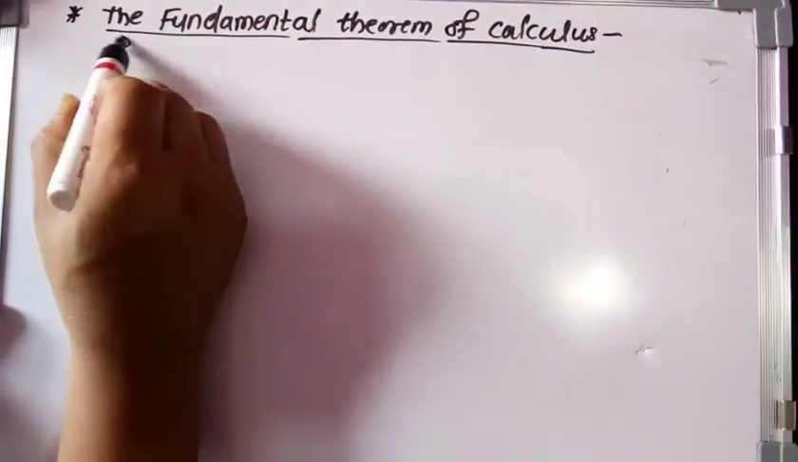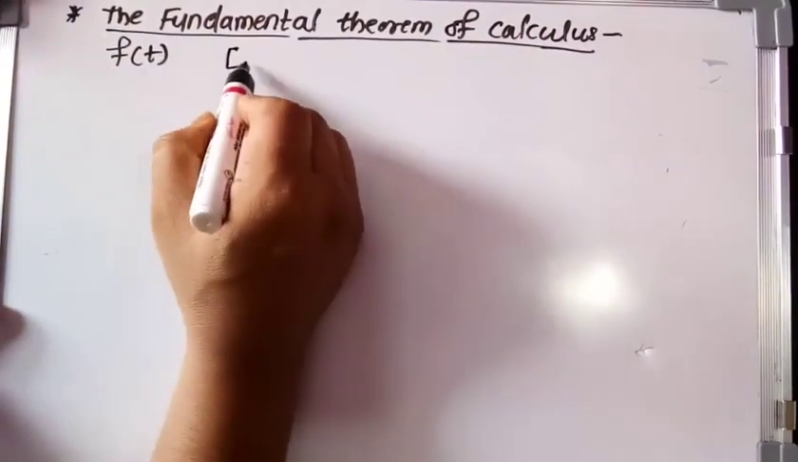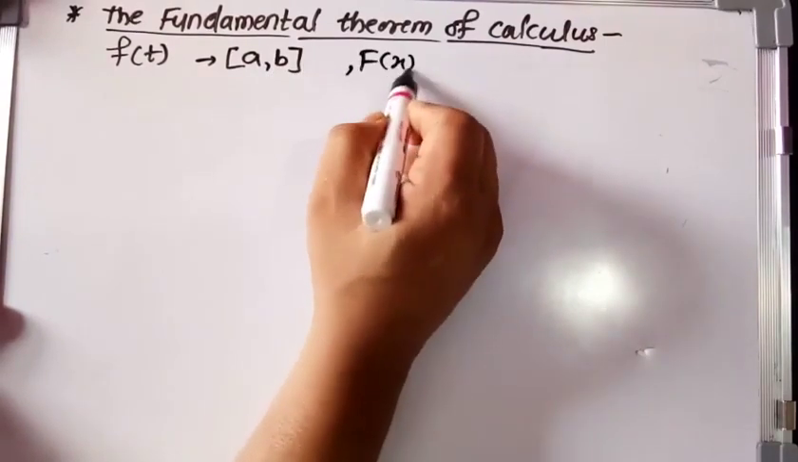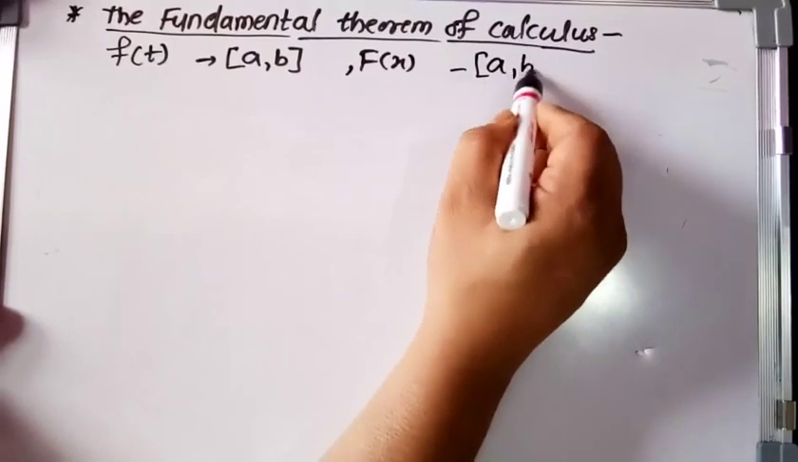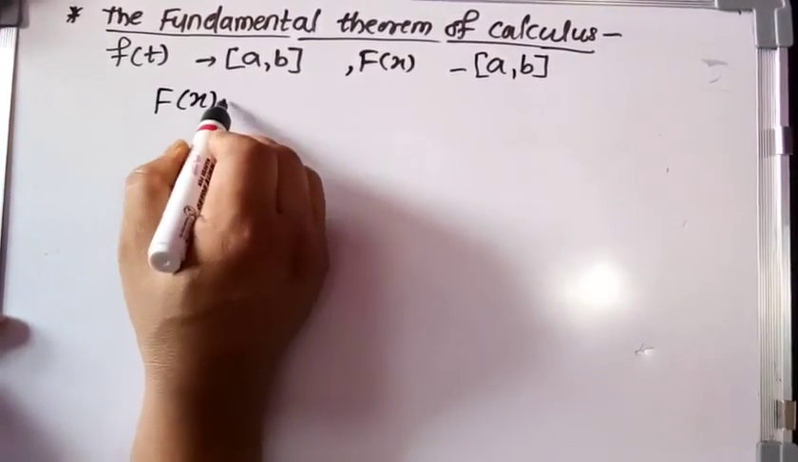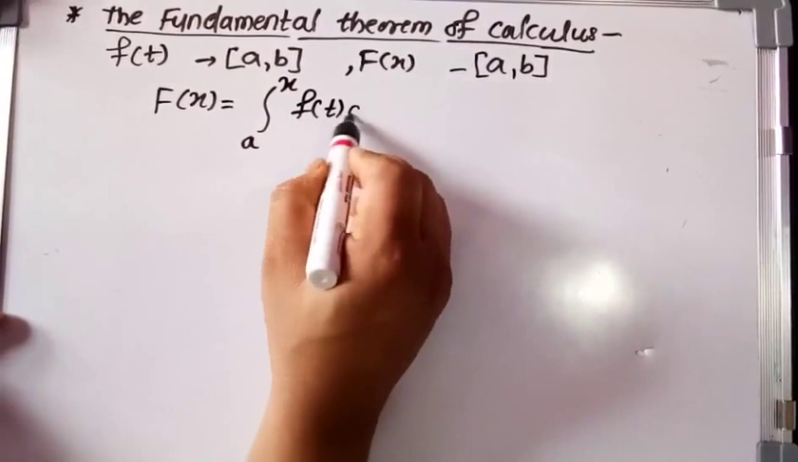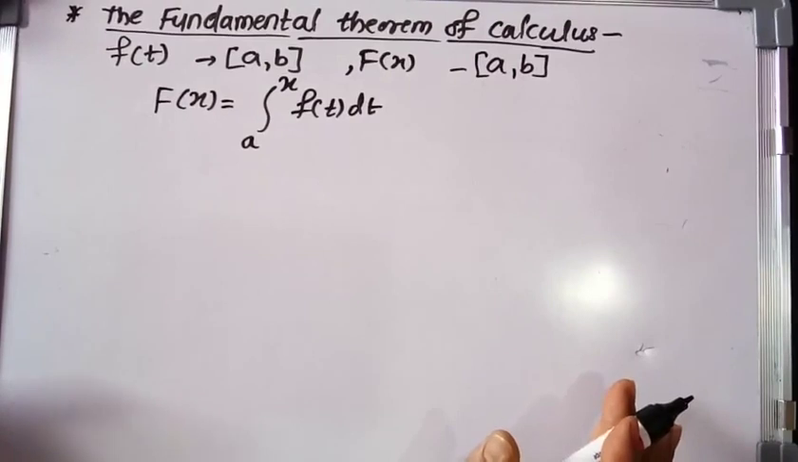Let f of t be a continuous real valued function defined on a closed interval ab. Let F of x be the function defined for all x in closed interval ab by the relation F of x is equal to the integration from a to x of f of t dt. Then F of x is continuous, uniformly continuous on ab, that is in the region ab, and differentiable on the open interval ab.